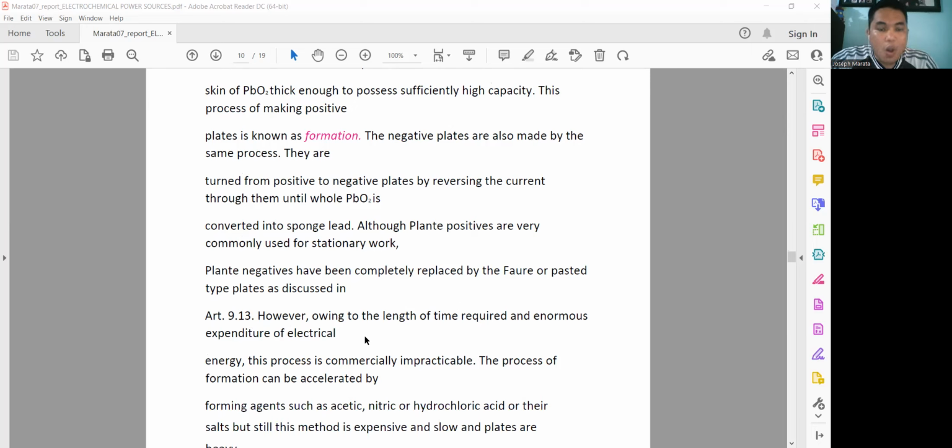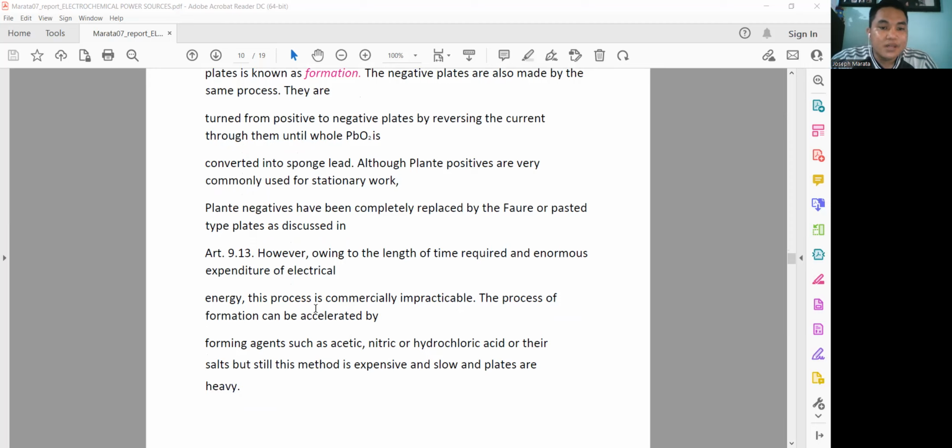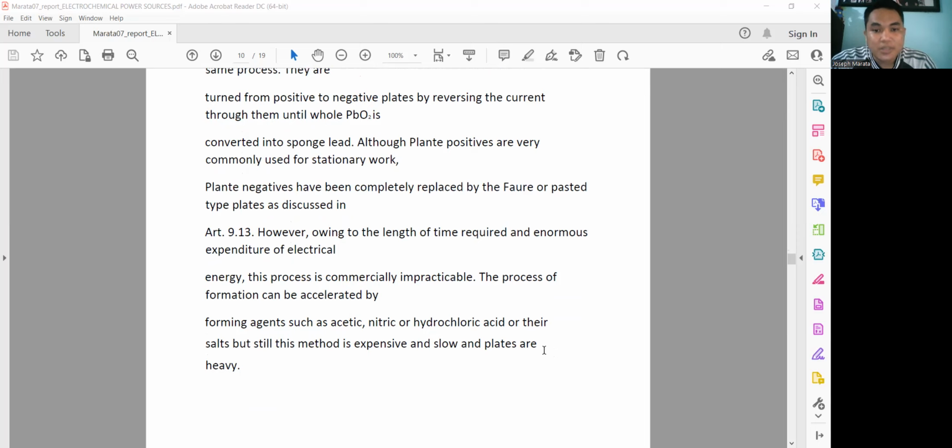However, owing to the length of time required and the enormous expenditure of electrical energy, this process is commercially impracticable. The process of formation can be accelerated by forming agents such as acetic, nitric, or hydrochloric acid or their salts, but still this method is expensive and slow, and the plates are heavy.